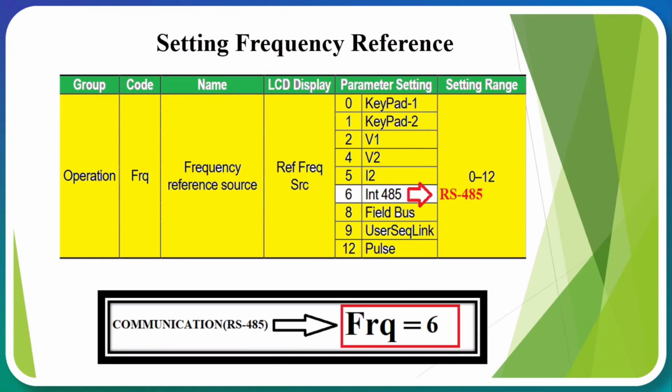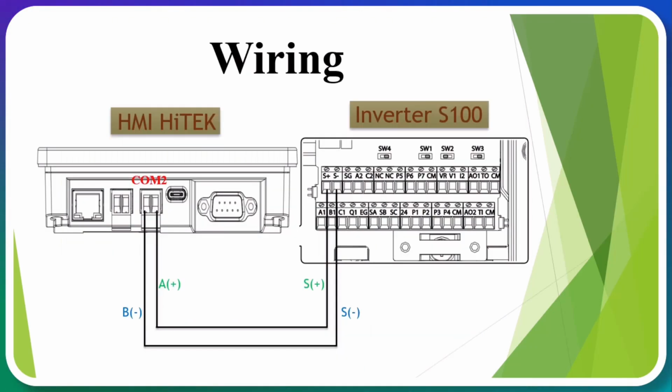in order to set the frequency reference to the network, meaning to set it to the RS-485 network and send the frequency value to the inverter via the network, we need to set the FRQ parameter in the operation group, which is the main group, to the value 6.